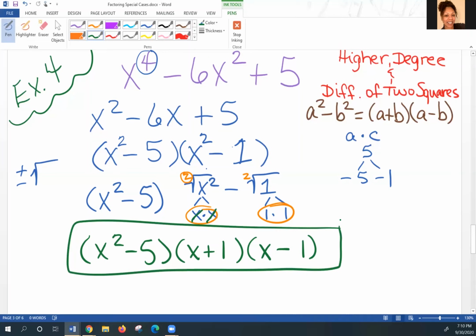And so that's how you factor using sum or difference of a cube, and also for higher degree polynomials. All right, you guys.